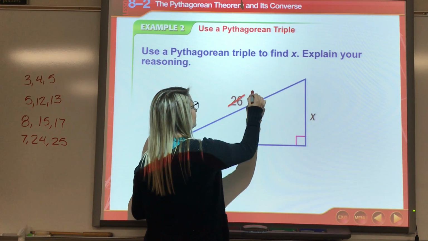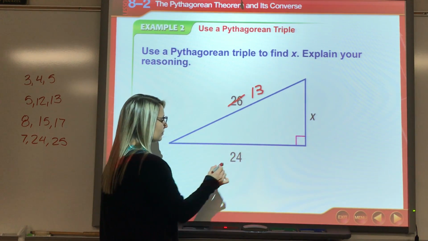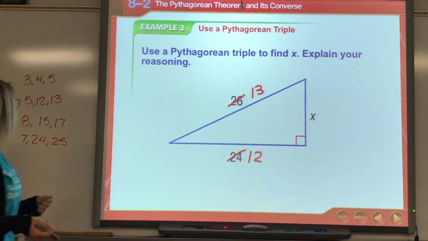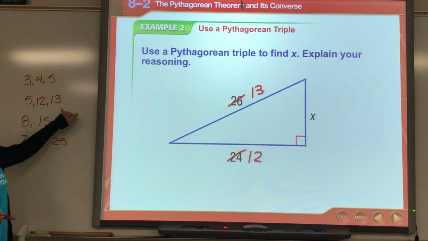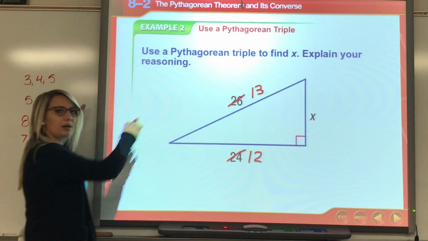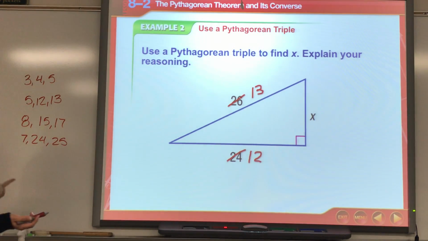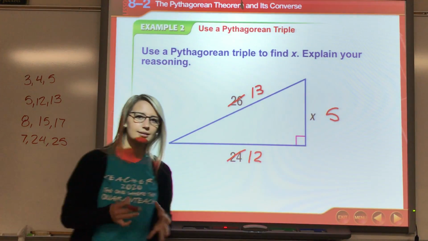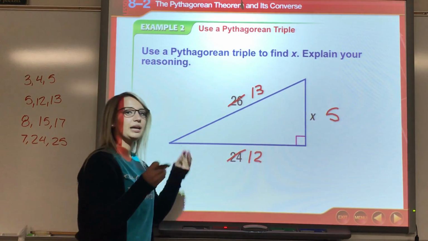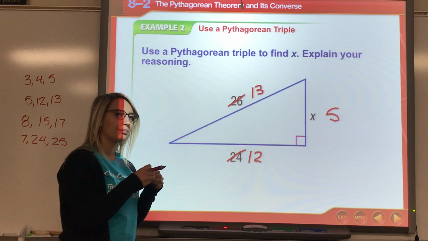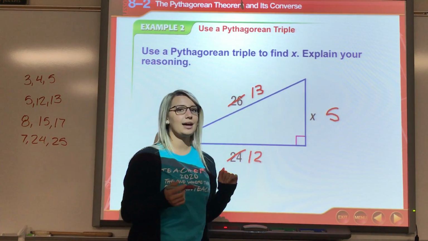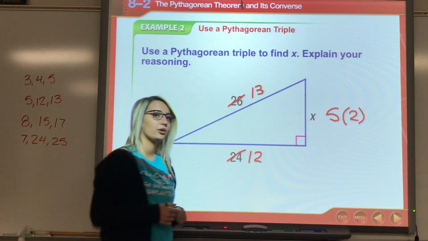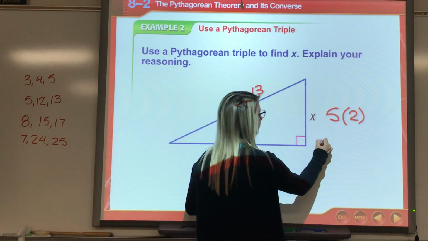If we divide 26 by 2, we get 13. If we divide 24 by 2, we get 12. Looking over here, we have a 12 and a 13. That 13 is the biggest number in the triple, being the hypotenuse. So this x right now must be 5. But x isn't just 5. Remember, we made the triangle smaller by dividing by 2. So to find what x actually is, we have to take this 5 times 2. So then x would equal 10.